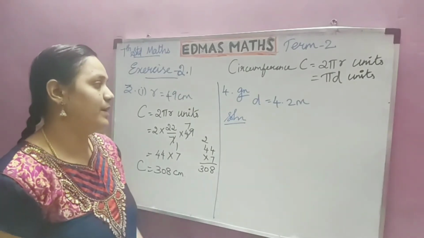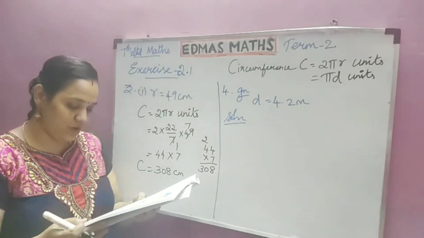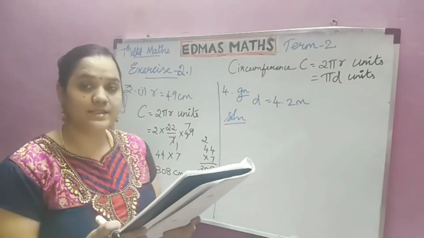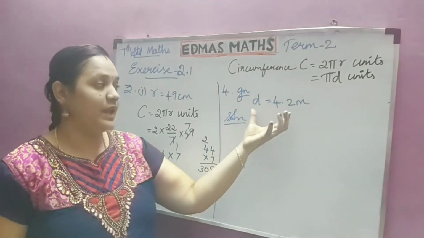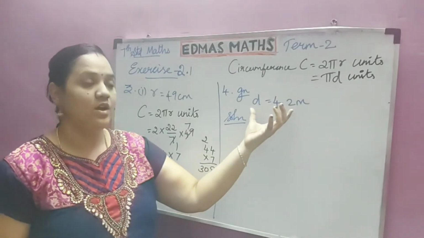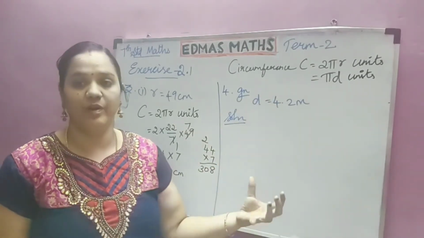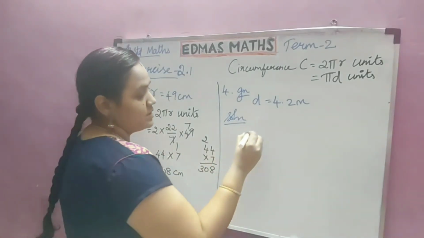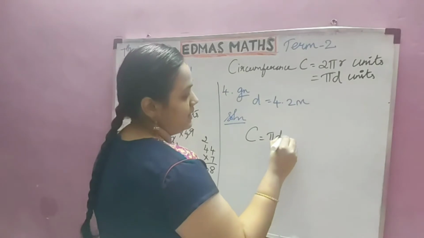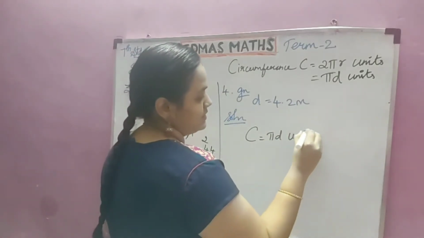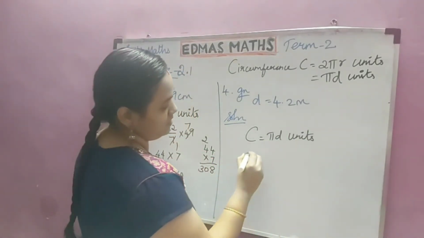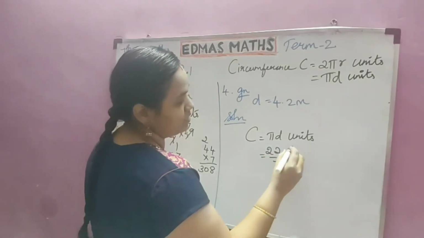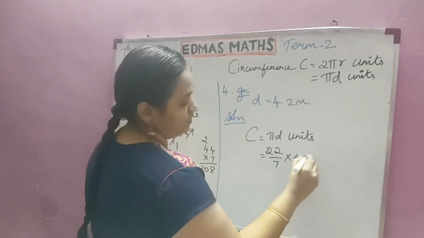Then the fourth problem, the question is the diameter of a circular well is 4.2 meter. What is its circumference? Okay. So the well, diameter of the well is given as 4.2 meter, which is in the shape of a circle. So now we have to find out the circumference. So circumference is equal to pi d units. So pi value is 22 by 7 into d is 4.2.